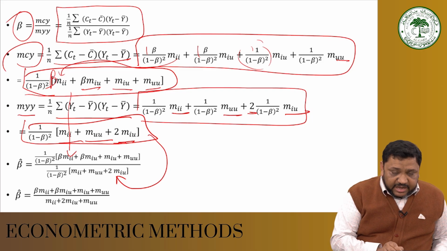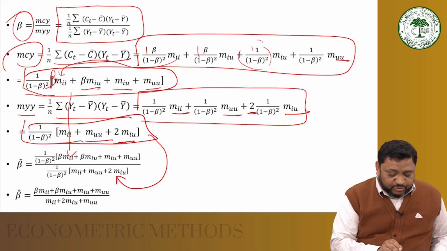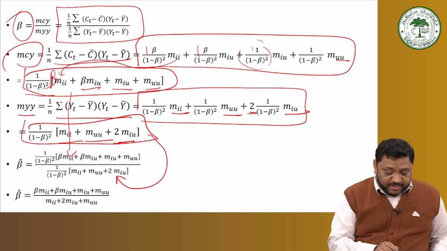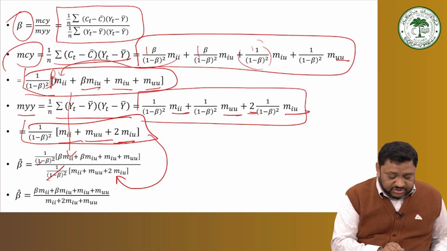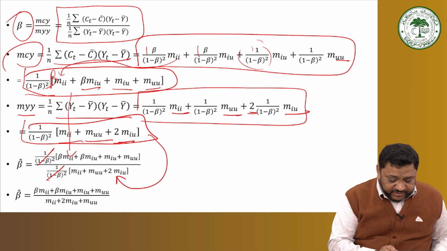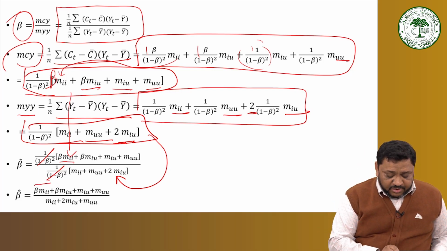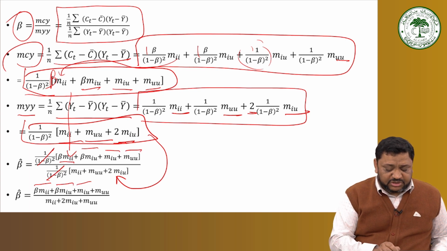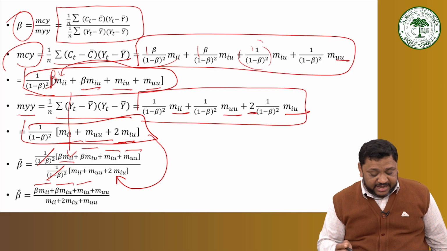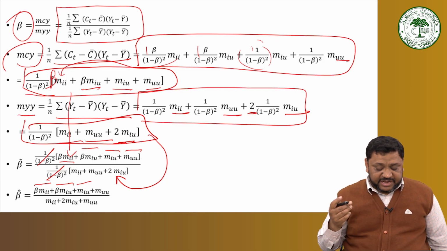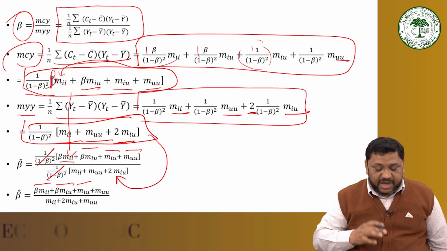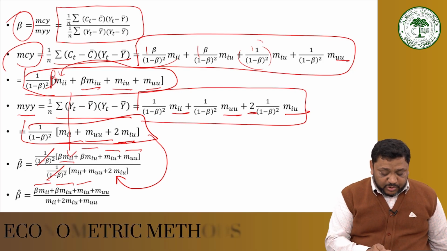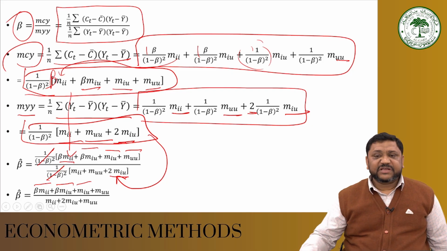I take it down. This is the denominator term, and this one is the numerator term. So here, outside the bracket, it is 1 minus beta whole square, and in the denominator is also 1 divided by 1 minus beta square. So this and this are cancelling. So you are left with beta mii plus beta miu plus miu plus muu. It is not beta 11, it is basically beta mii. Beta mii plus beta miu plus miu plus muu divided by mii plus 2 miu plus muu.